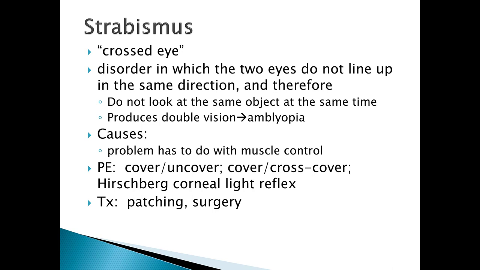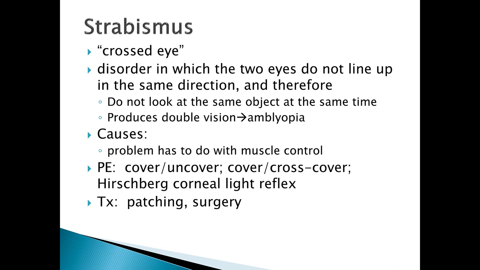Strabismus is a crossed eye. If you have ever seen the movie Waterboy, the guy in Waterboy who has the crossed eye, that's a typical presentation. It's a disorder in which the two eyes don't line up in the same direction, and therefore they do not look at the same object at the same time. It produces double vision, which can then go on to produce amblyopia, because the brain will shut off the bad eye to get rid of the double vision.